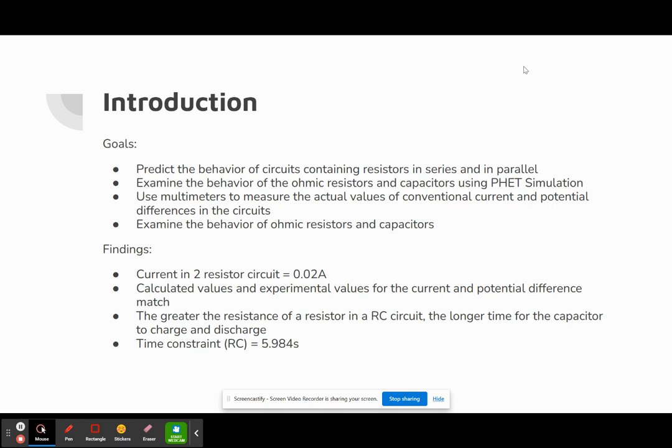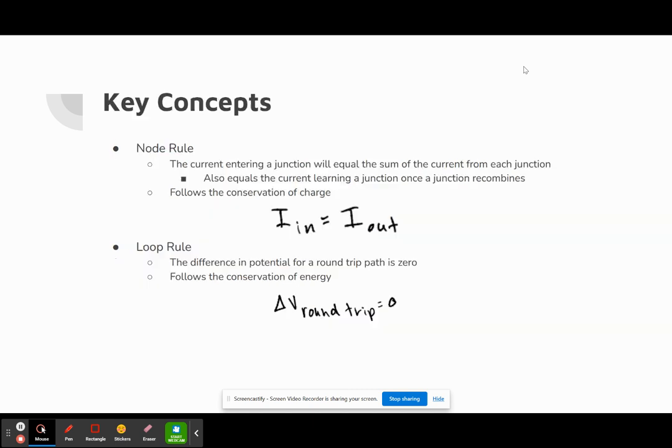Some of our findings were that the current in the two resistor circuit was equal to 0.02 amps. The calculated values and experimental values for the current and potential difference match. The greater the resistance of a resistor in an RC circuit, the longer the time for the capacitor to charge and discharge, and our time constant was equal to 5.984 seconds.